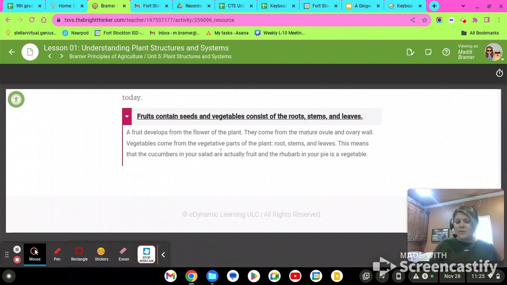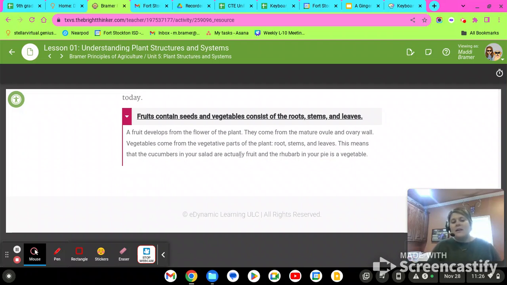This means that cucumbers in your salad are actually fruit because they have seeds. And if you've ever had a cucumber plant, you can see they have flowers, and the flower is what turns into the cucumber. And rhubarb on your pie is a vegetable, so it's kind of crazy. I mean, you could get very technical and prove a lot of people wrong, but a lot of people just categorize fruits and vegetables based off of how they are used in foods and dishes and how they are placed in the grocery store.